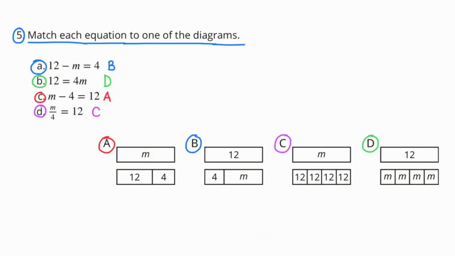D. M over 4 equals 12, or m divided by 4 equals 12. I matched that with C because 12 times 4 equals m, as shown in the diagram, so m divided by 4 would equal 12.